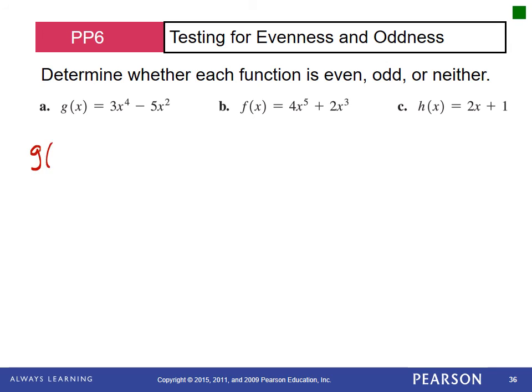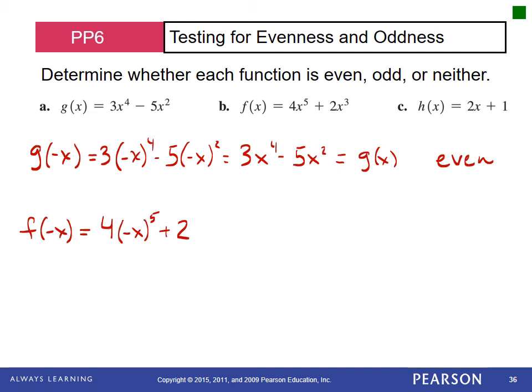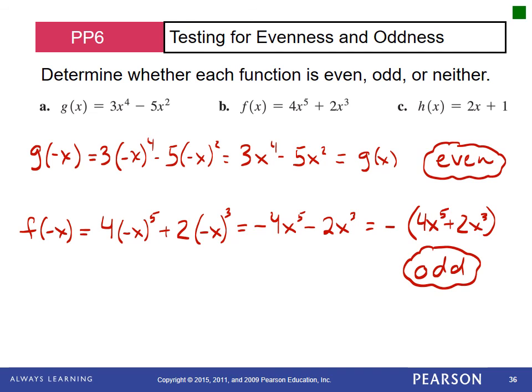So for A, let's plug in a negative x and see what happens to this function here. A negative x goes in, we're going to take that to the 4th power, and a negative x goes in and we're going to square it. In this case, negative x to the 4th power is just going to give us a positive.